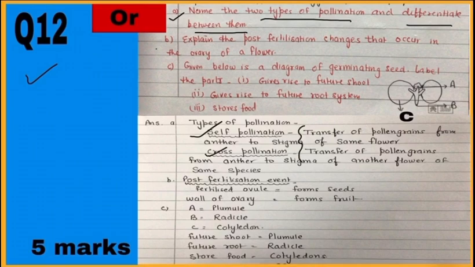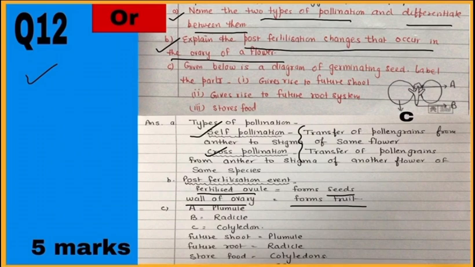Now part B of the question. Explain the post-fertilization changes that occur in the ovary of the flower. Fertilized ovule changes into seeds while wall of the ovary changes into fruit. Part C of the question.